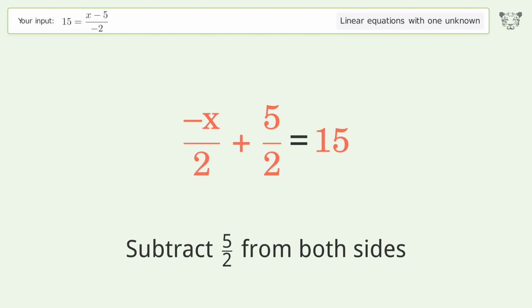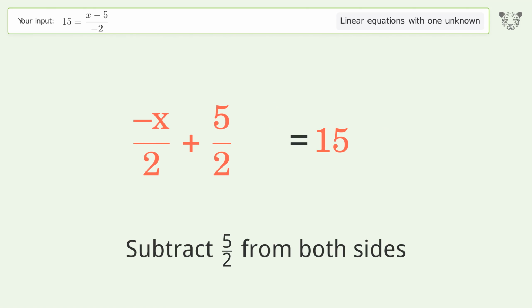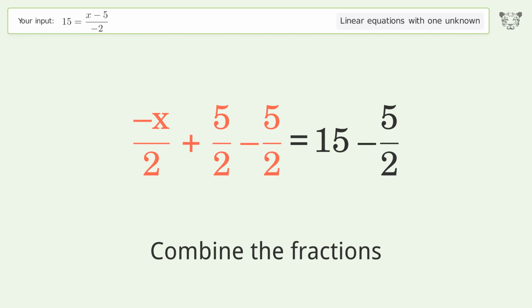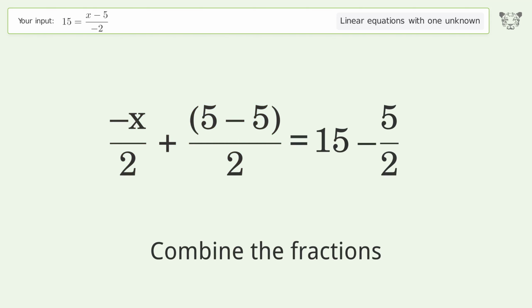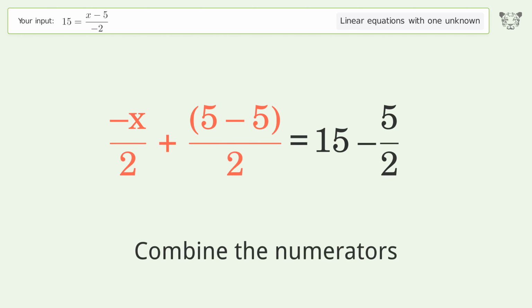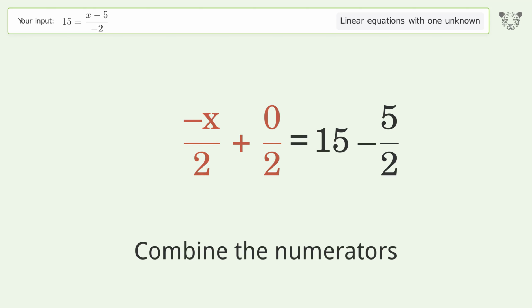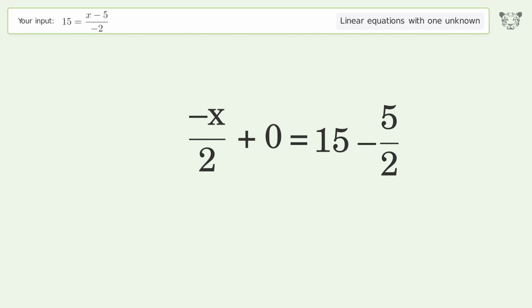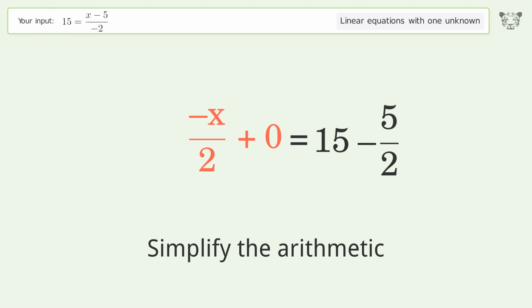Subtract 5/2 from both sides. Combine the fractions. Combine the numerators. Reduce the zero numerator. Simplify the arithmetic.